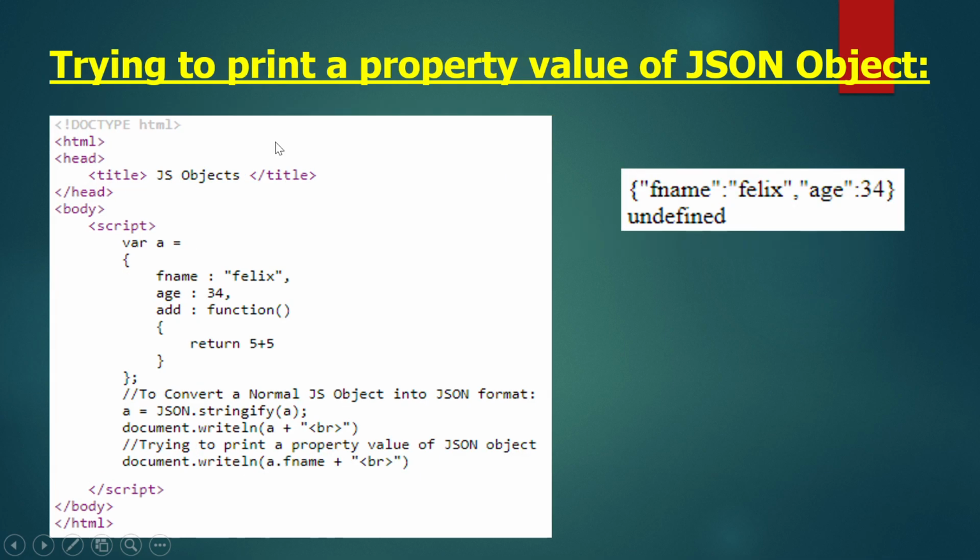If we have to print any property value, then we will use the syntax a.fname. Whatever the fname is, it is a string property, so we are assigning a string to this fname variable, and we are trying to print a property value of the object. What is the object here? A is the object. So here we got the output as fname Felix and age 34.